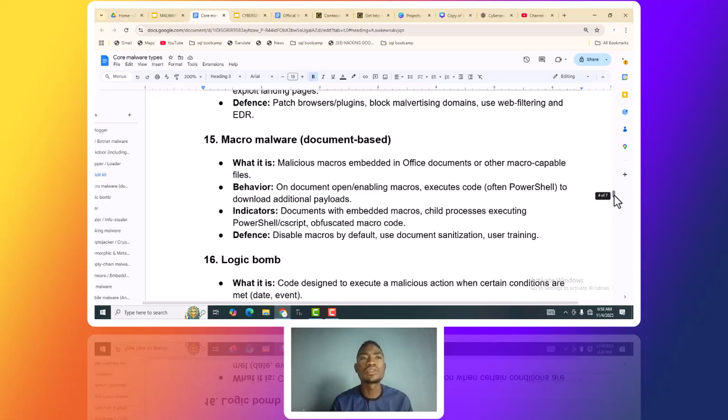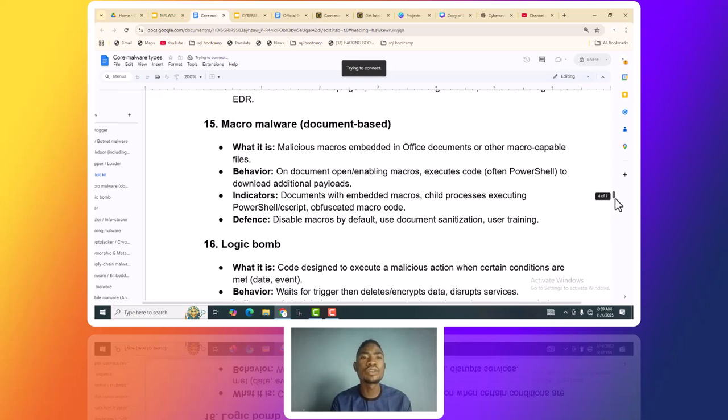Microsoft Excel or Microsoft Word, it can also execute that code, and often it uses PowerShell to download additional payload to our system. These are some of the behaviors of this, and the indicators of compromise is that it causes child processes executing PowerShell, and also obfuscates the macro code of the system. So one of the things we need to do is to disable the macro by default, so that it cannot be automatically executed, and use document sanitization, and also training, where human capital sensitization is also important.